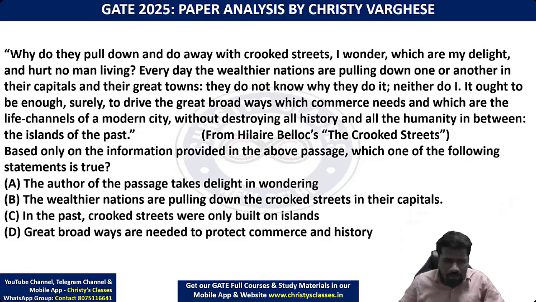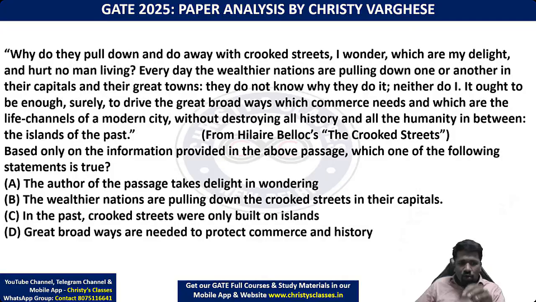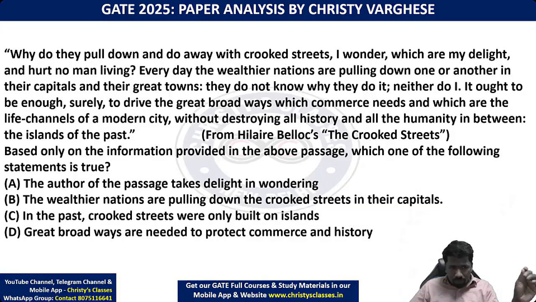Any answers? Yeah, the passage is little tricky, but the options are very simple. So that way the question is easy. Elimination कर सकता है. So I will explain why do they pull down and do away with crooked streets. So they are pulling down crooked streets. Who? We will read further and understand.